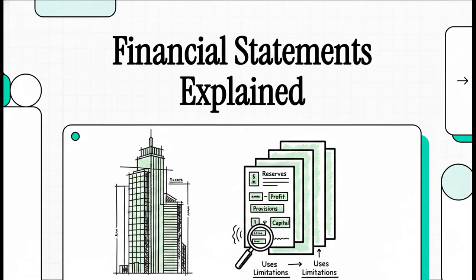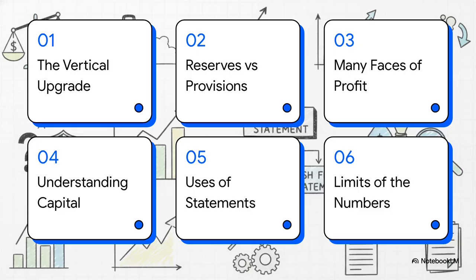So today, we're going to figure out how to read these master plans. We'll explore how to prepare company financial statements in their modern vertical form. We'll get acquainted with some really vital concepts like reserves, provisions, profit, and capital. And ultimately, we're going to appreciate the uses and the hidden limitations of these numbers. Let's get into it. Okay, let's dive into this.